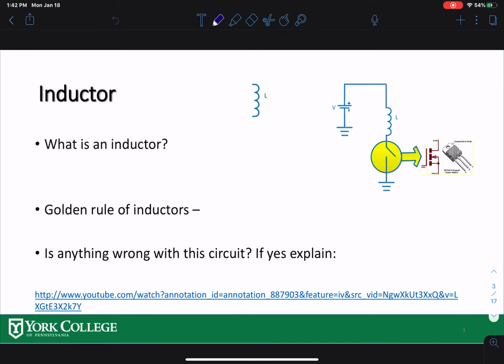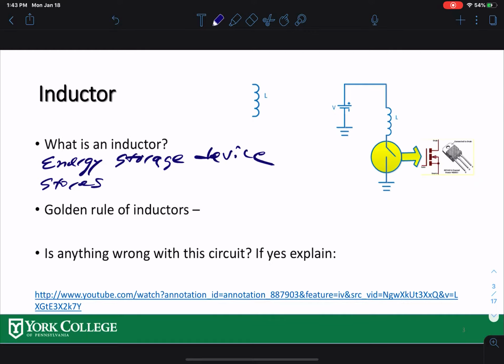For the inductor, if I ask you what is an inductor, you have seen inductors in ECE100, also Physics 260. An inductor stores energy, right? So it's an energy storage device, and it stores energy in the magnetic field. You have seen that, right?